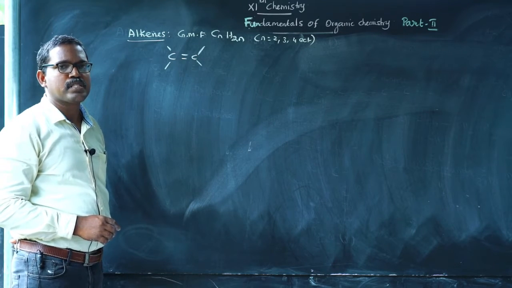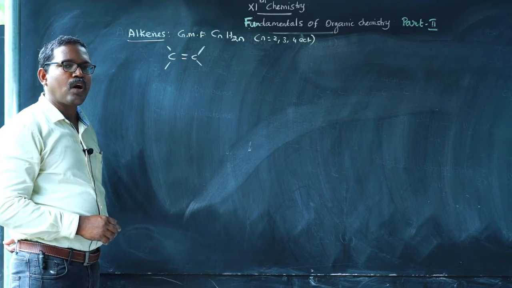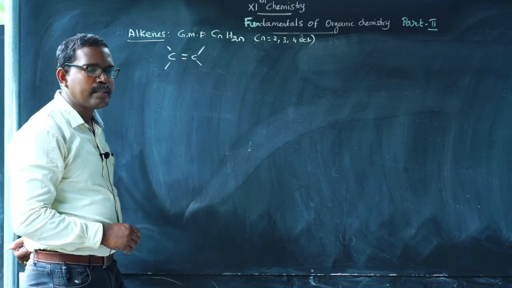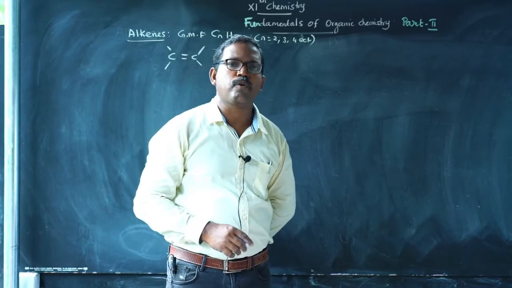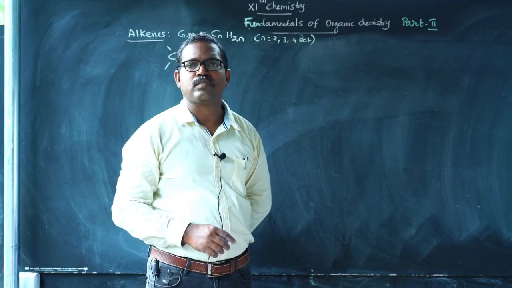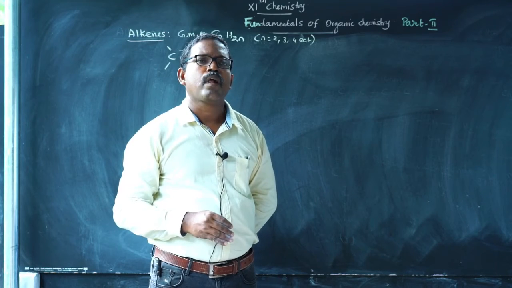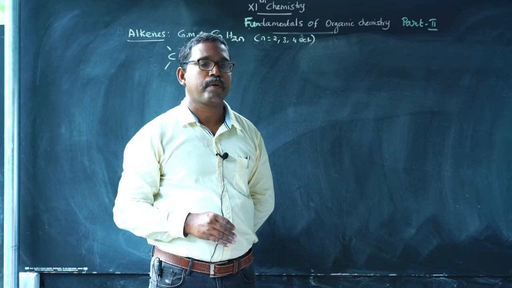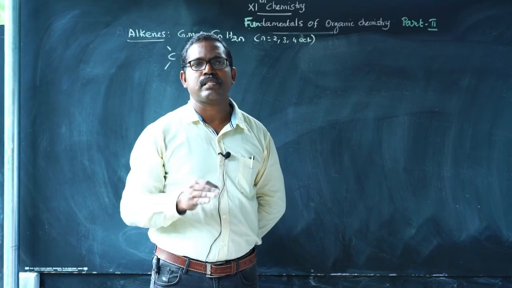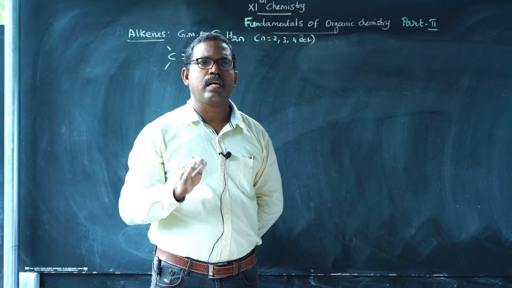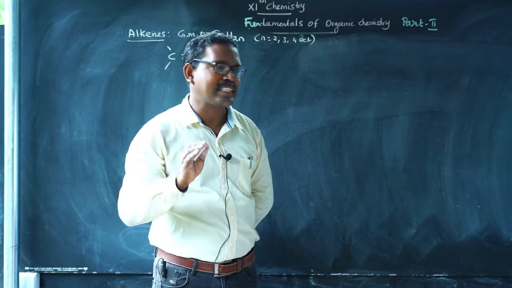Suppose two double bonds are present in the same compound, it is called an alkadiene. If three carbon-carbon double bonds are present in the organic compound, it means alkatrienes. In this session we are going to write the simplest compounds, with a single double bond present in the organic compound, that is alkenes.